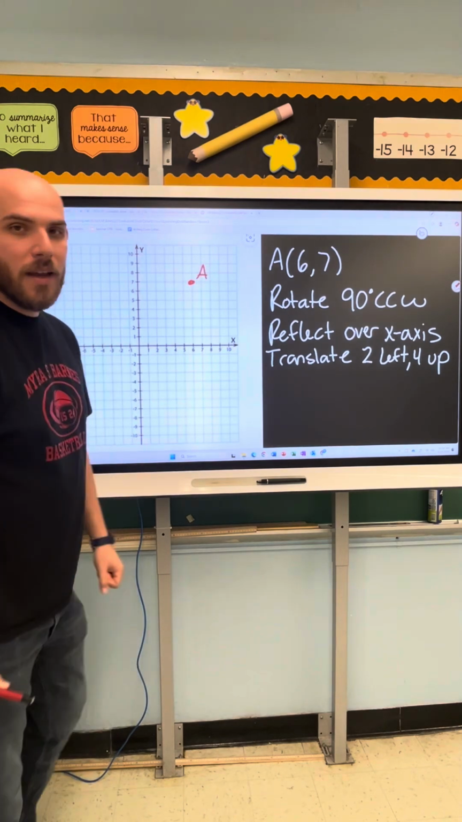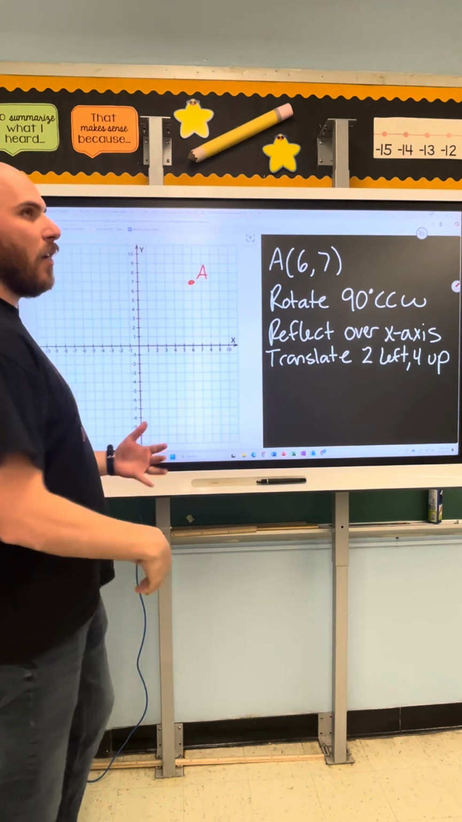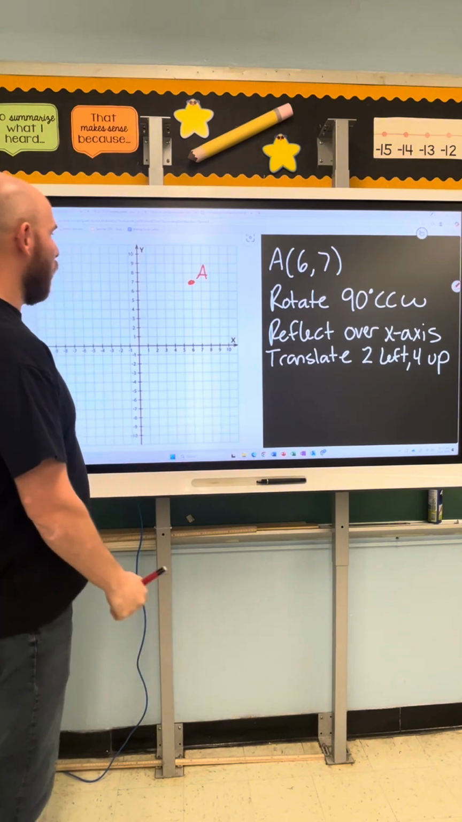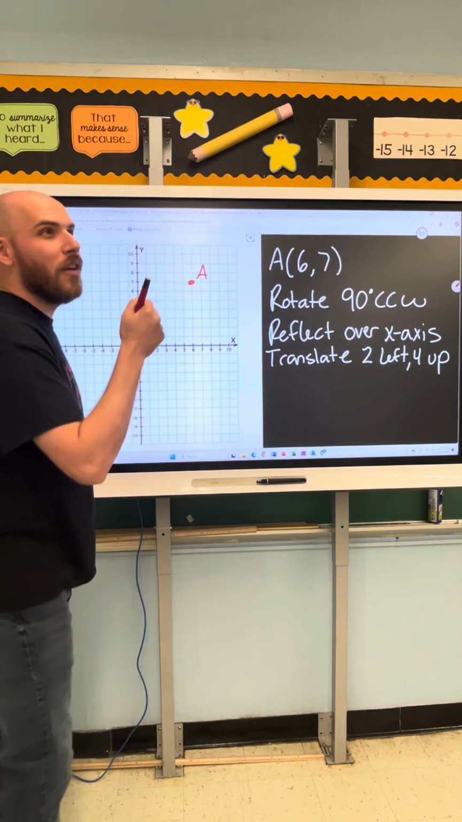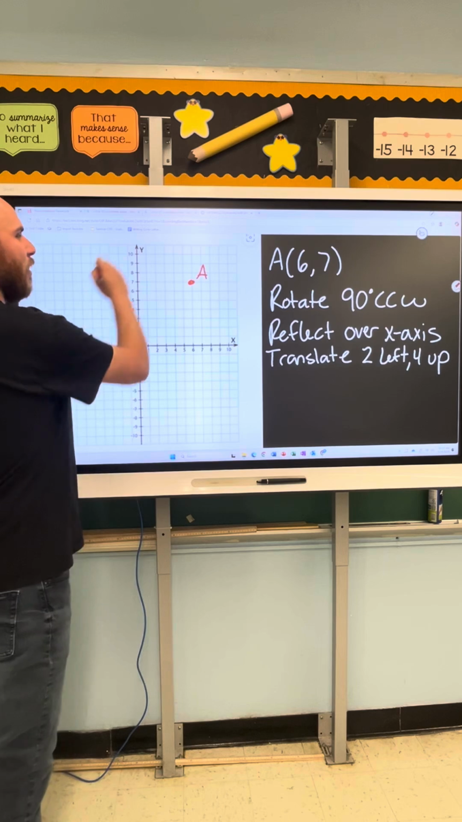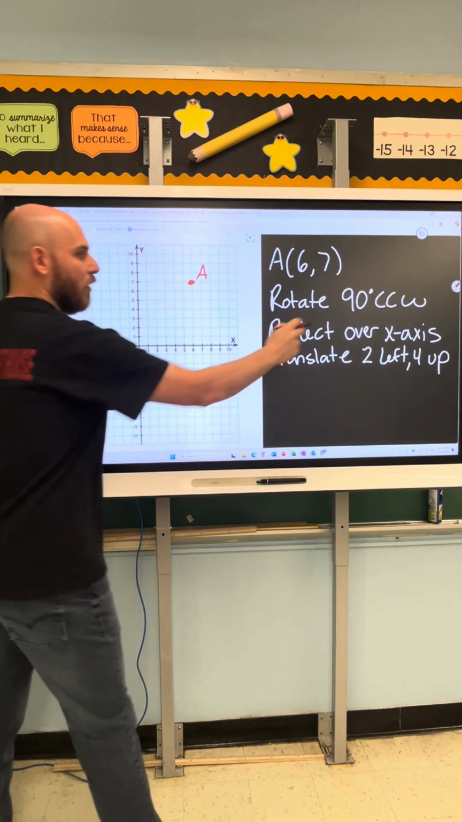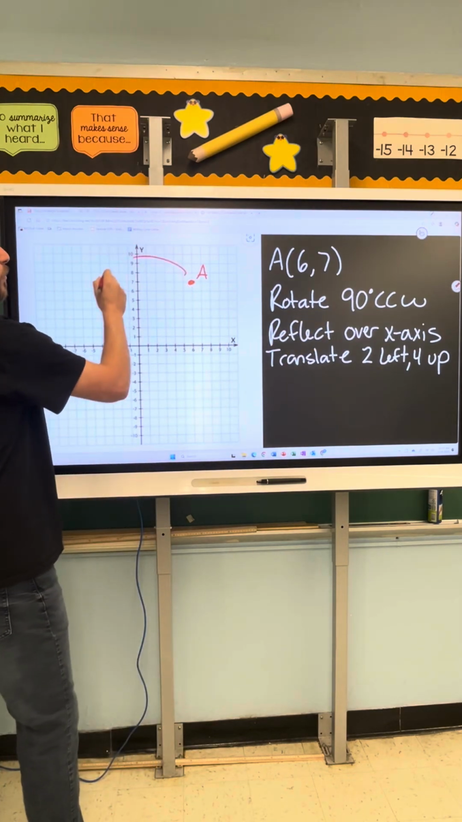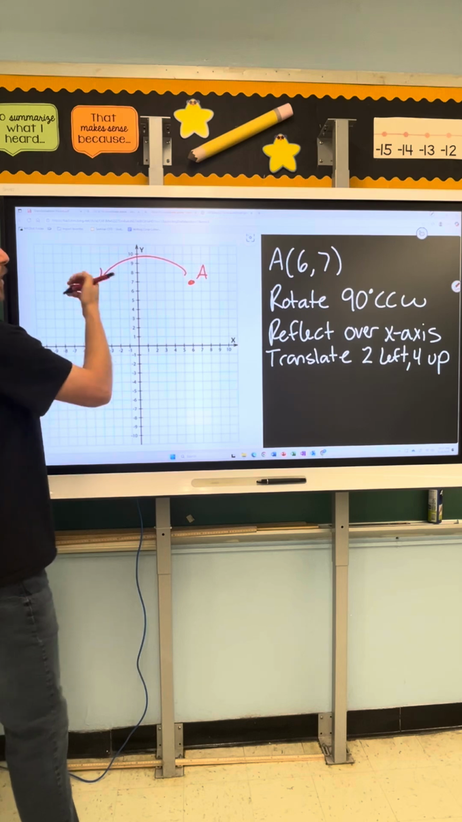And we're gonna rotate it 90 degrees counterclockwise. So we think about a clock. Which way does a clock go? Well, I have to look at it to think about it. A clock goes this way. So if we're gonna go counterclockwise, that means we're gonna end up 90 degrees somewhere in this area, okay?